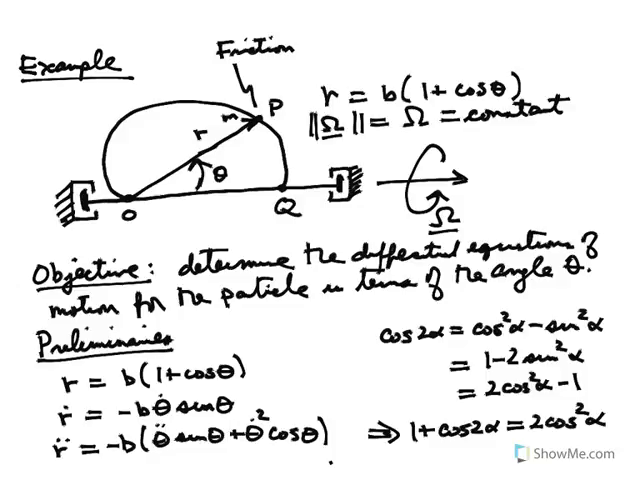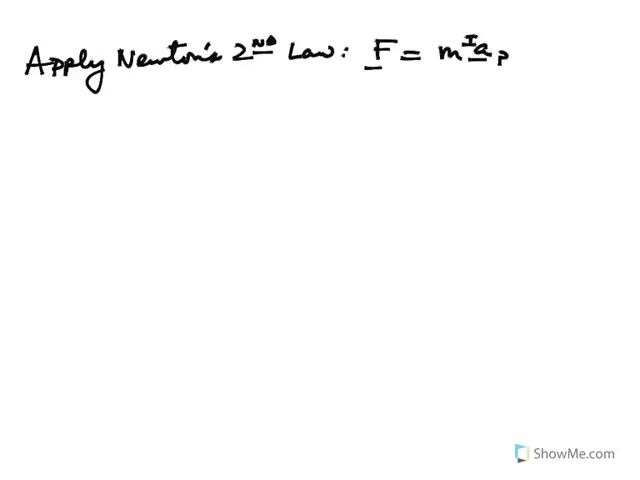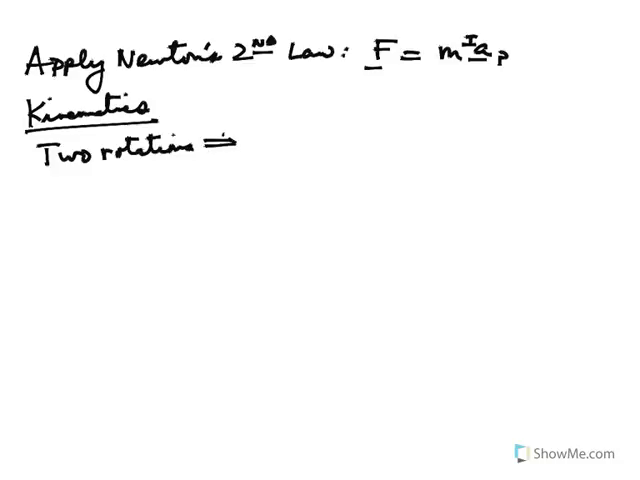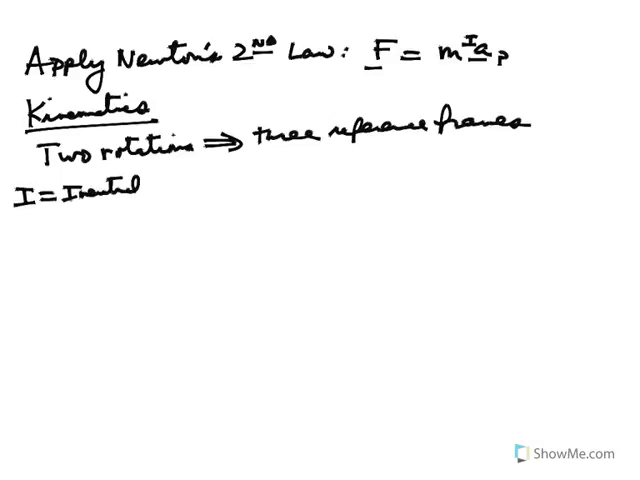So now I'm going to go through and do the kinematics. We're going to need to apply Newton's second law, and that requires us to do both kinematics and kinetics. So applying Newton's second law, the force is equal to the mass times the inertial acceleration. We're going to do the kinematics first. In the kinematics step, I have 2 rotations in this problem, which implies that I need 3 reference frames. Those 3 reference frames in this particular case are the following. I is the inertial frame, and it's the frame relative to which the track rotates. The second frame is going to be the track itself, which is the cardioid. And the third frame, I'm going to call A.